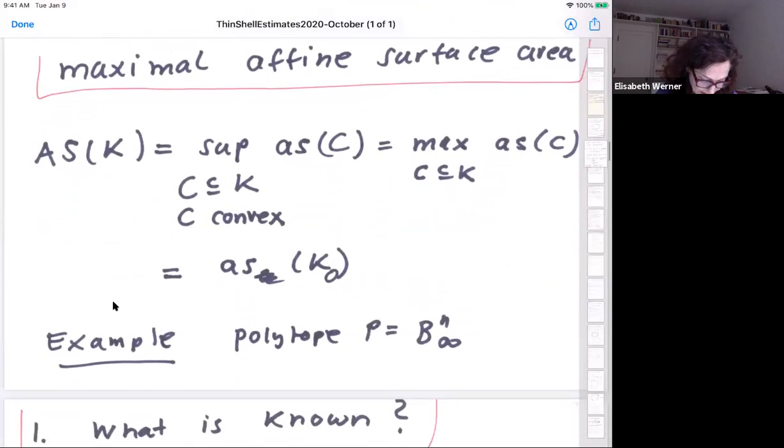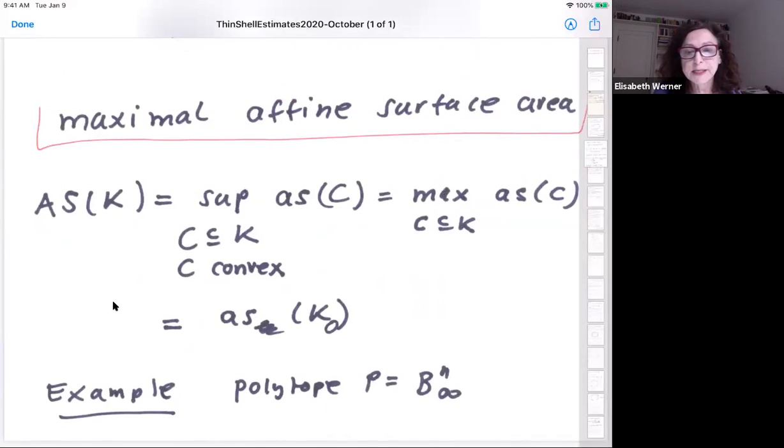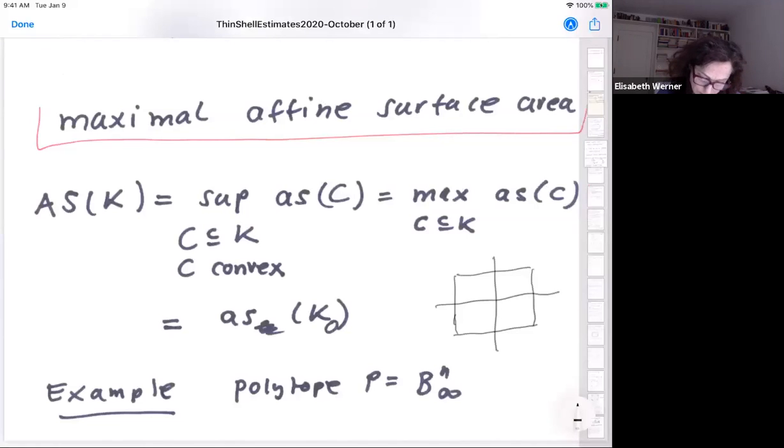Let's look at an example now, what we can expect. For instance, in the case of polytopes. As a polytope, let's take the L infinity unit ball. So the L infinity unit ball is just the n-cube with side length 2 centered at 0. And if we now compute this maximal affine surface area for this L infinity unit ball, then we see, okay, we do find the Euclidean unit ball in there.